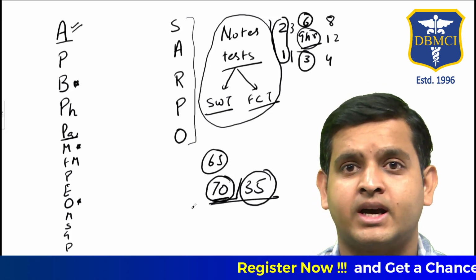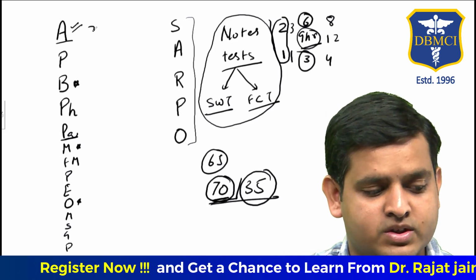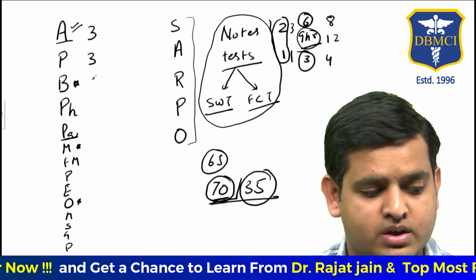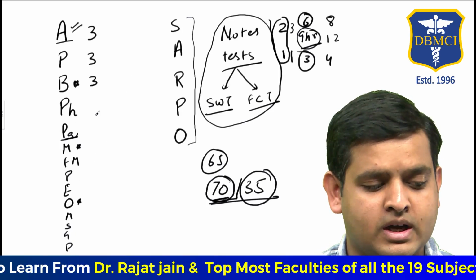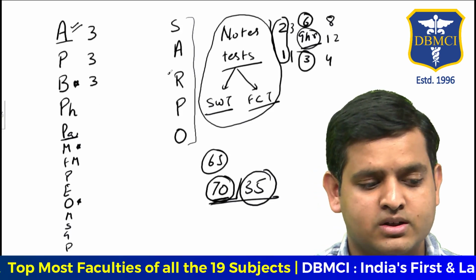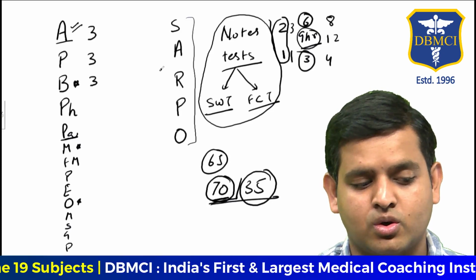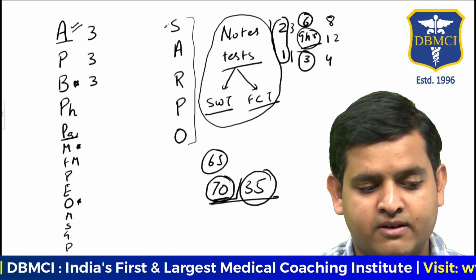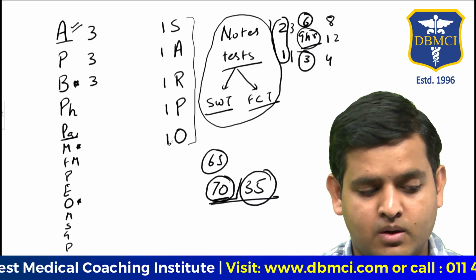into individual time. Okay, so let's do a random division. 3 3 3. Or there is one more way that you can do, depending on which is a short subject or which is a long subject. So let's start with the short subjects. Let's say skin, anesthesia, radio, psyche, ortho. So what I will be doing is giving them 1 1 1 1 1.